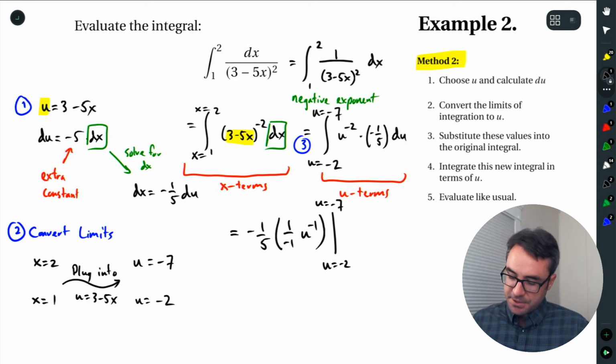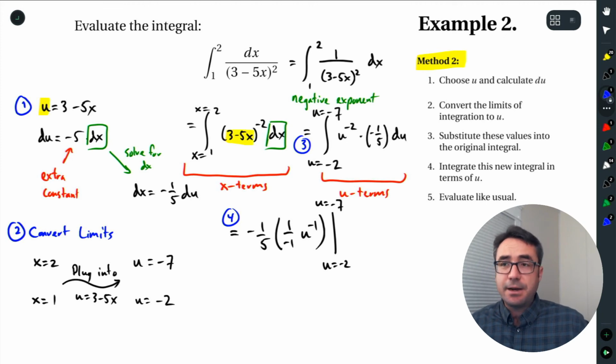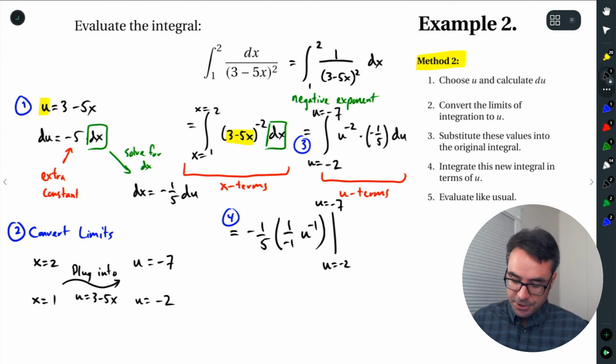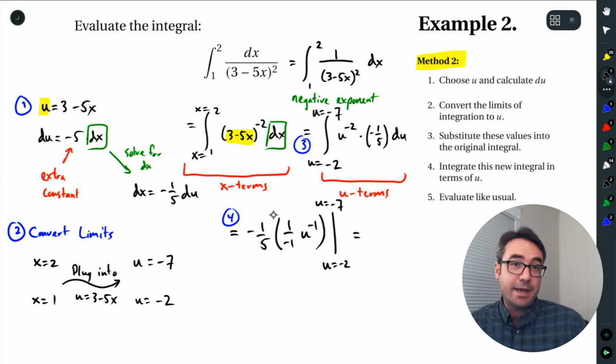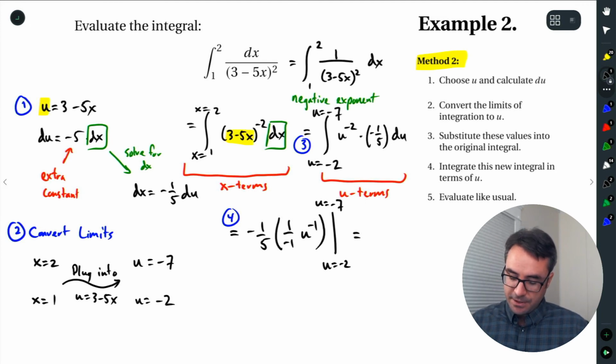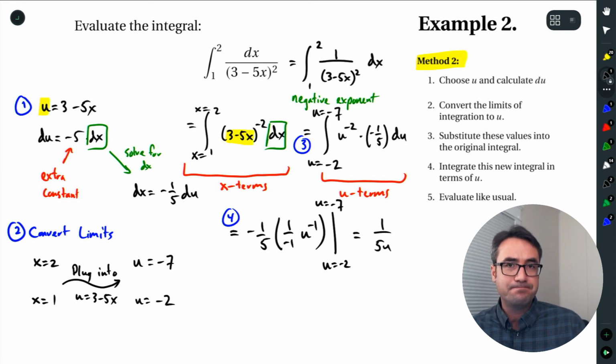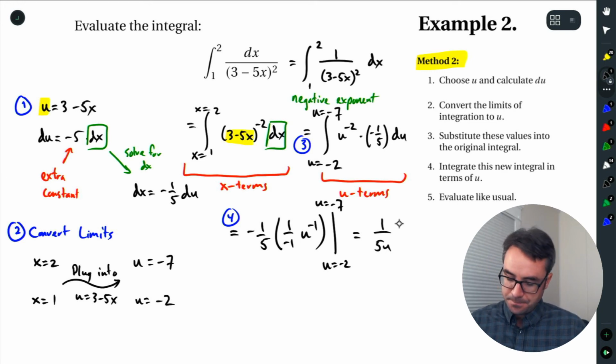All right, so that's step 4, just get the antiderivative. Simplify it down just to help with the evaluation. The negative 1 over 5 and this 1 over negative 1, the negatives end up canceling, so we just have 1 over 5. And then to help with the evaluation, let's write this as 1 over 5 times u. Make it a little bit easier. And then we're going to evaluate this from negative 2 to negative 7.